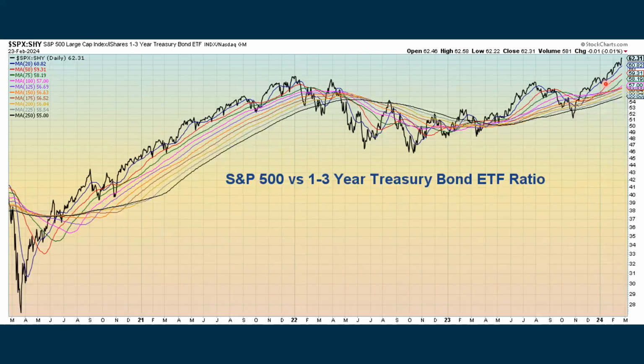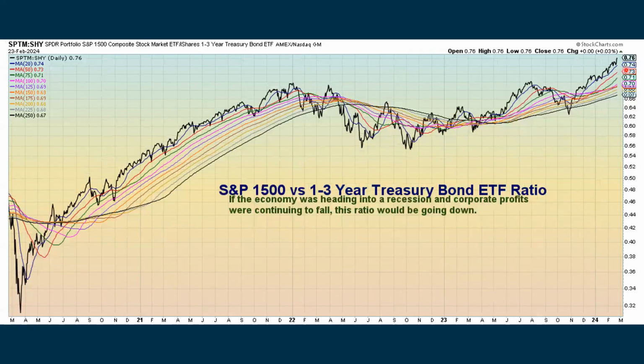We compare the S&P 500 with shorter-term bonds ranging from 1 to 3 years. This is showing how stocks are outperforming bonds. We look at a broad market, the S&P 1500, and also compare it with shorter-term bonds, because it's like, okay, if the mega caps are doing all the outperforming, this ratio should be going down. Well, it's actually going up, showing that stocks are outperforming even when we look at the broader market.